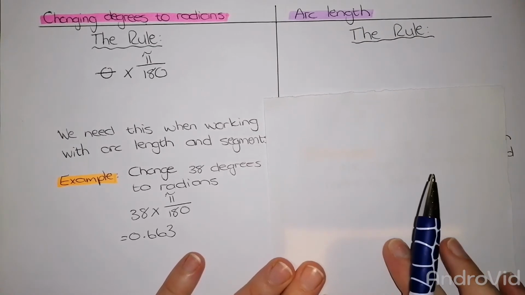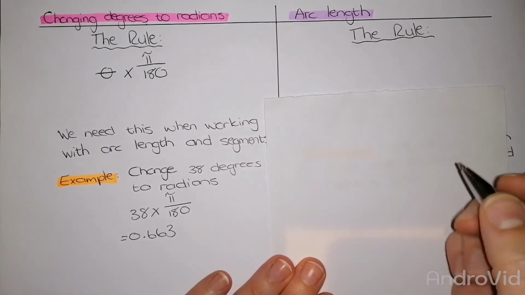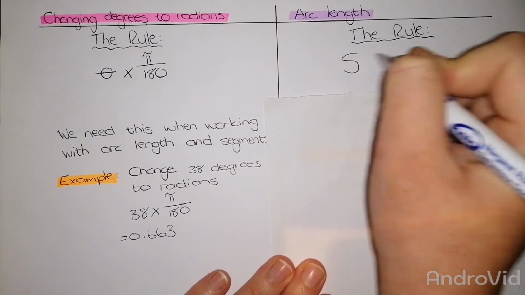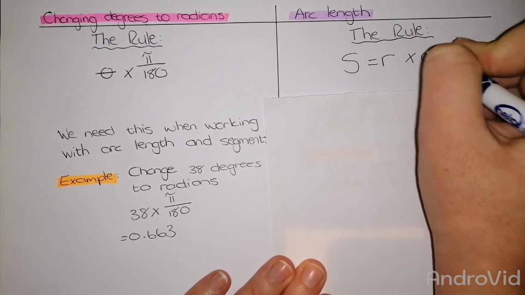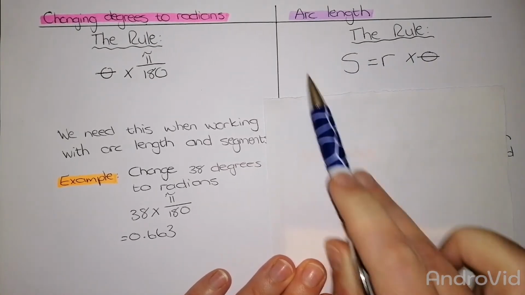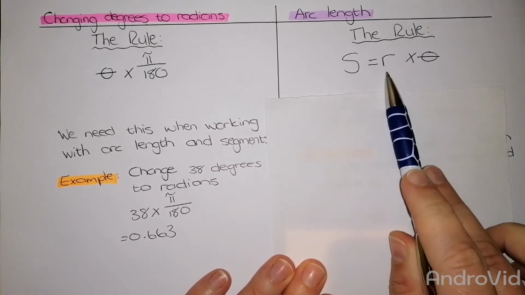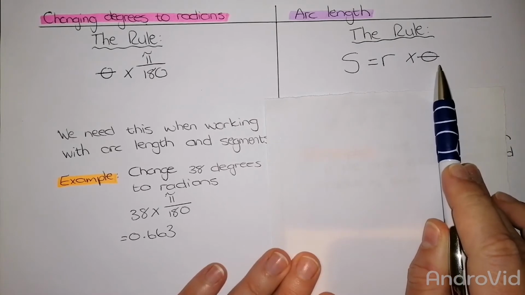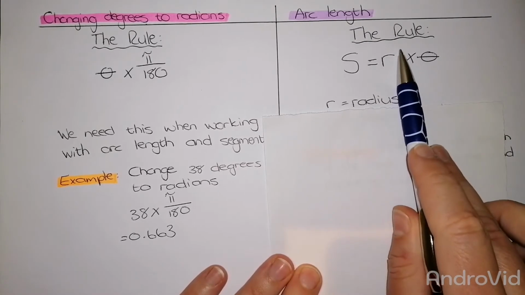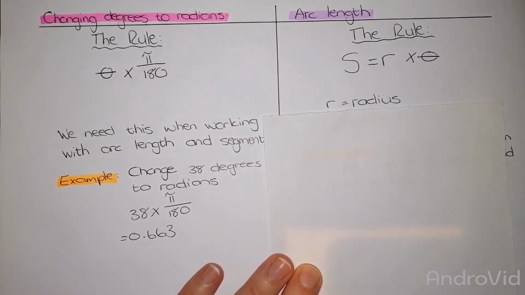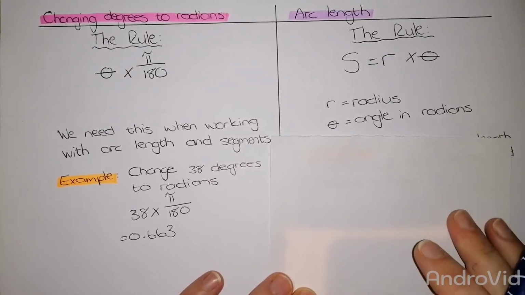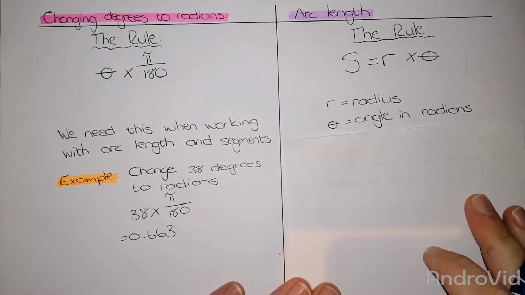The second rule we're going to look at now is how to find an arc length. So let's first look at the rule. The rule will look as follows. S is equal to R multiplied by theta. In this equation, it's really important to understand what the R and what the theta mean. First of all, the R is the radius. Radius we find in a circle, so it is halfway through the middle of the circle. And the theta is my angle in radians.